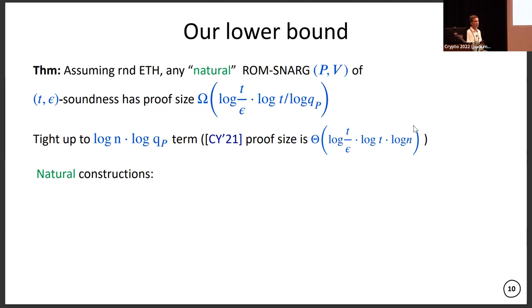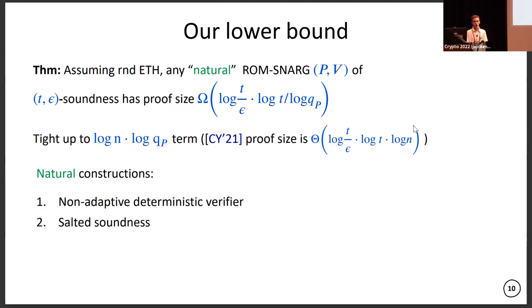Okay, so what are natural constructions? Natural constructions have a non-adaptive deterministic verifier. This means that when you get an answer to some query to the random oracle, you don't use it to make another query to the random oracle. This means that you also can find the list of the queries to the random oracle before making any query. And they enjoy salted soundness, which I'll also explain later in a different slide.